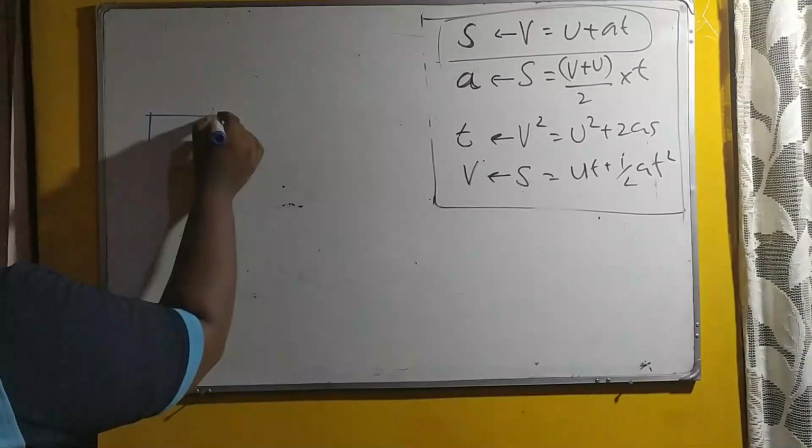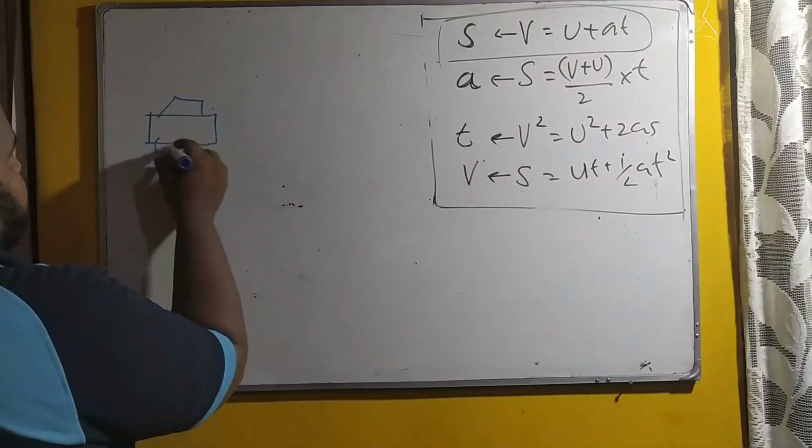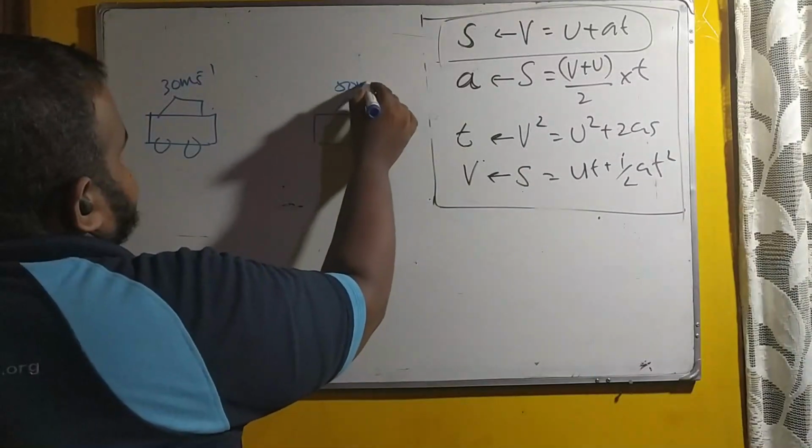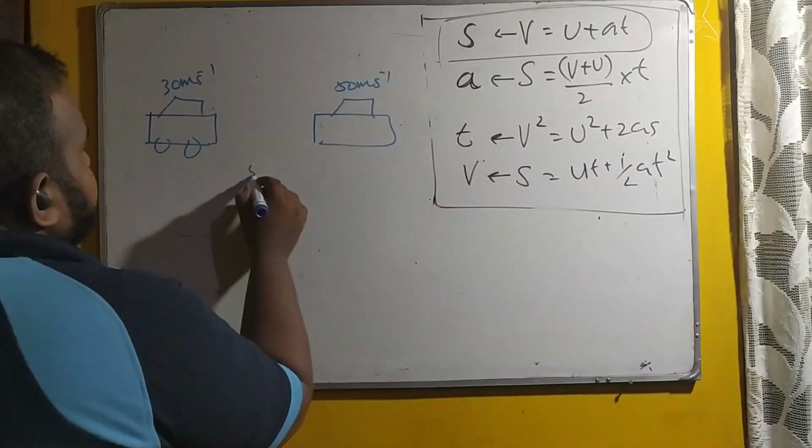A car was moving at an initial velocity of 30 meters second minus 1. It increased its velocity to 50 meters second minus 1 within 5 seconds.